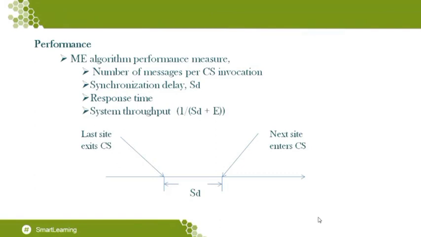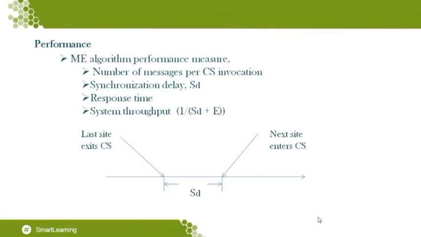It has to enter, execute, and release the critical section also. So how many messages it has to send out matters, because it is utilizing the network for sending the messages. So obviously this is one of the performance measures. The second thing is the synchronization delay.